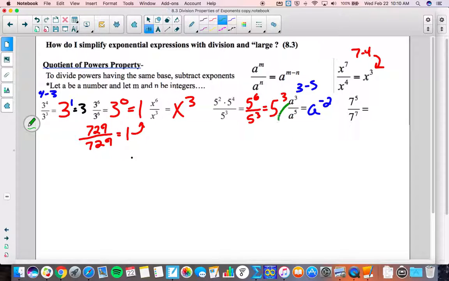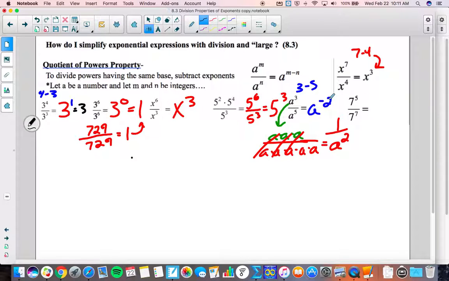Let me expand these. On top, we have a times itself 3 times. On the bottom, we have a times itself 5 times. Ooh, let's clean this up a little bit. So we have these common factors that get canceled out. Really, remember, anything divided by itself is 1. So essentially, I have 1, 1, 1 times a on the bottom. So on the bottom, I actually have a squared here. On the top, I have nothing. Remember, when we talk about multiplication and division and there's nothing there, we have to put a 1.